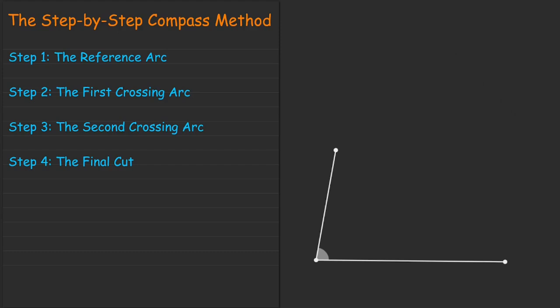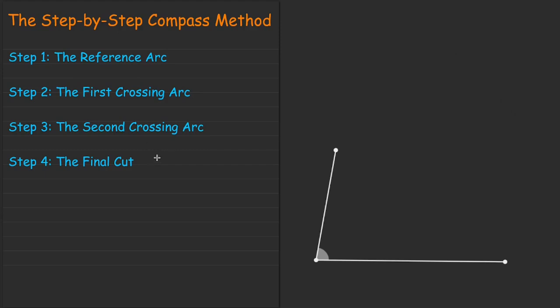Okay, so we now want to look at the step-by-step compass method to bisect an angle. As we are reading, we are also practicing at the right hand side. To be able to follow this through and perfect it, you should also draw an angle and work along. So you can pause the video at this point and draw an angle so that we all do it together. So the first step says we should draw a reference arc.